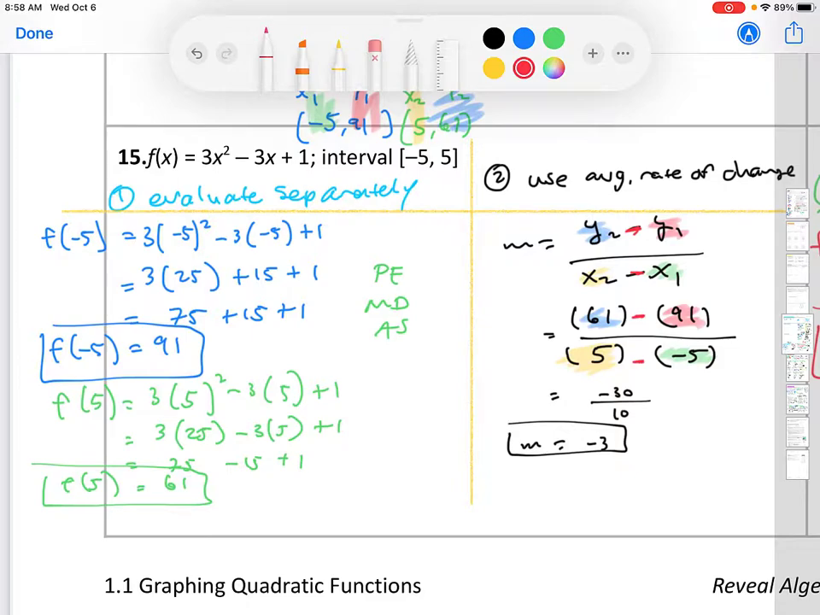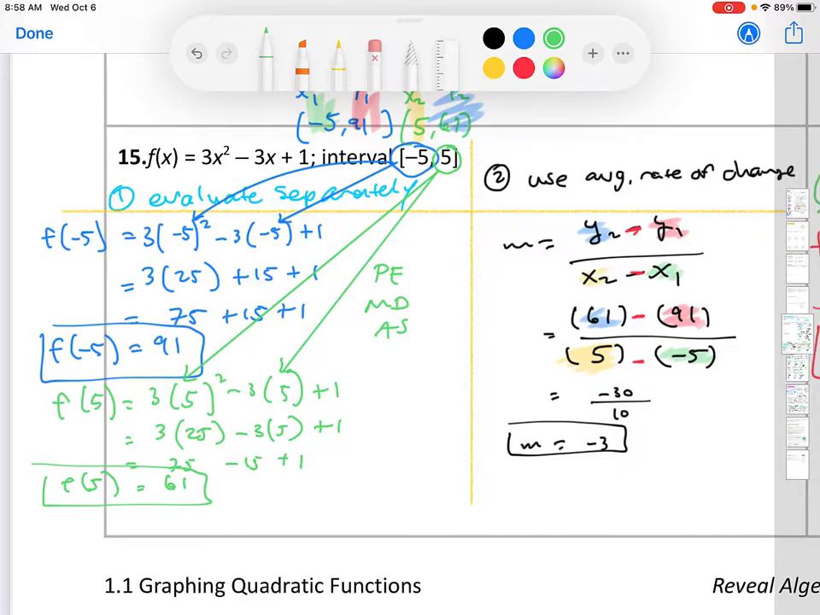We're first going to evaluate it at -5. And that's why I put it here, at every x value into the function. And then you get an answer of 91. And then the second part of the interval, you're going to put it into the function as well. And you evaluate it, and you get 61.